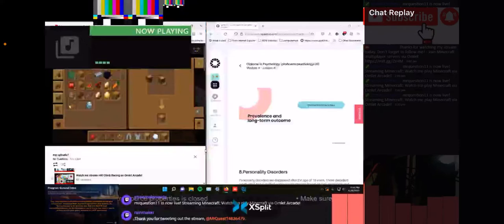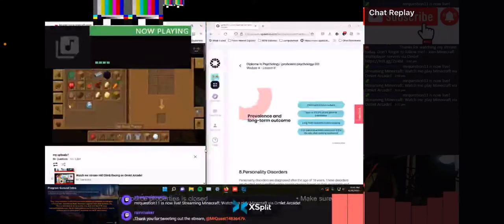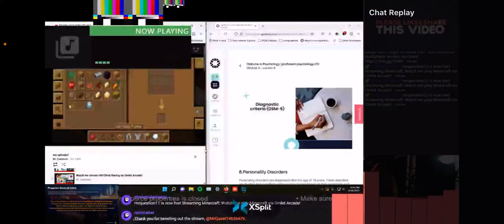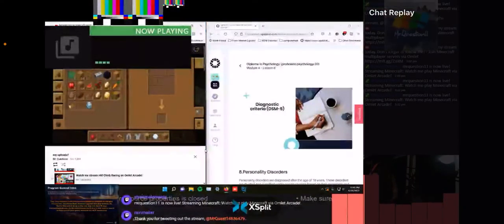It is observed in every culture and is seen in about 1% to 2% of the general population. Fortunately, the long-term outcome for people with borderline personality disorder is encouraging. Approximately 9 out of 10 patients with borderline personality disorder achieve remission in the decade after seeking treatment. Let's have a look at the diagnostic criteria.